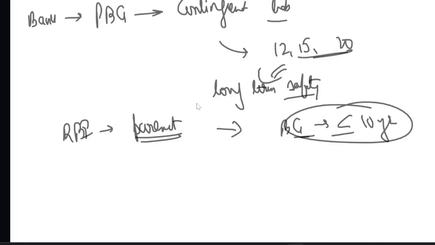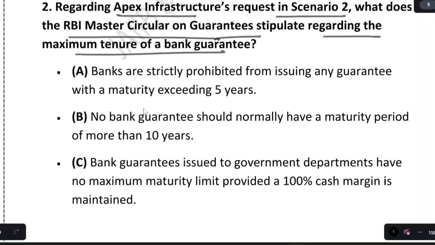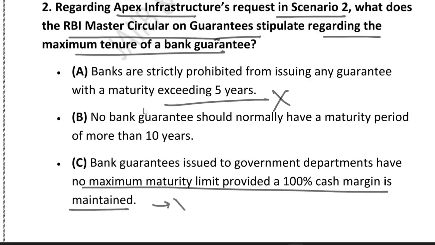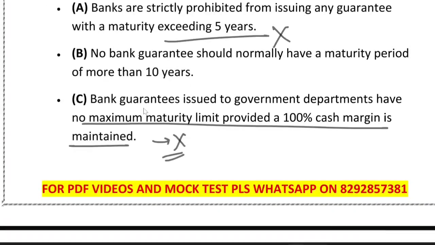Now, what the question is asking you, have a look at the question. It is telling that the RBI Master Circular stipulates regarding the maximum tenure of the bank guarantee. Option A says strictly prohibited from exceeding 5 years. This is incorrect. 5 years is too short for most projects. Another option says no maximum limit if 100% cash margin is maintained. Again, this is incorrect because even with the cash margin, banks cannot carry indefinite contingent risk.